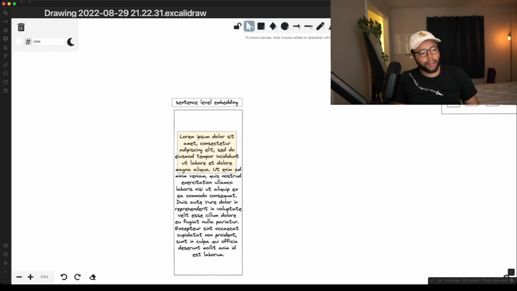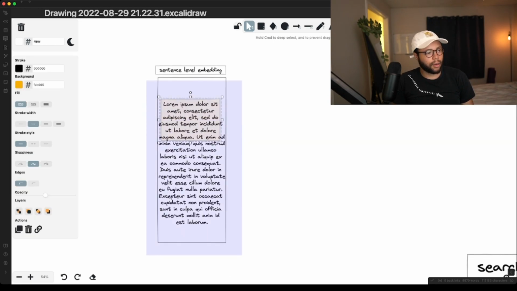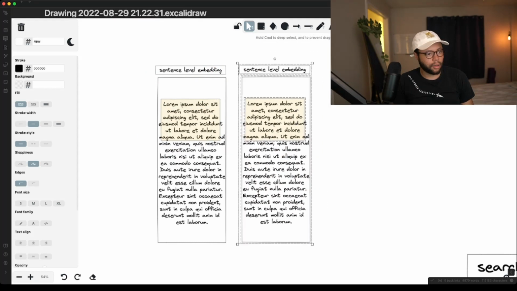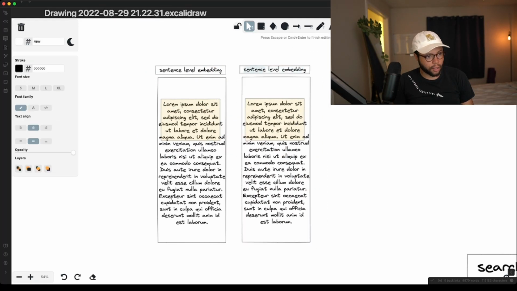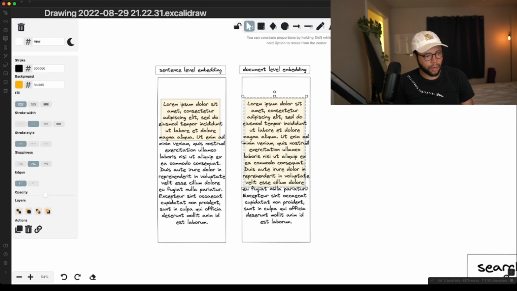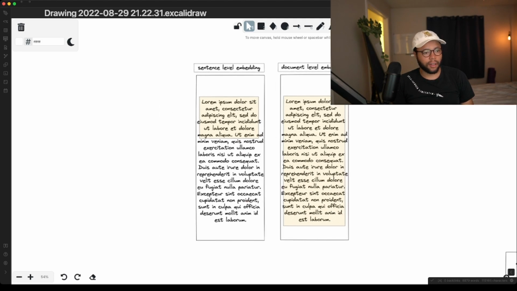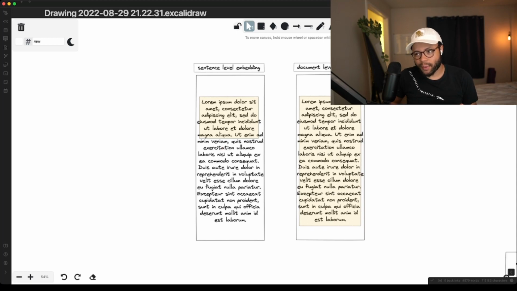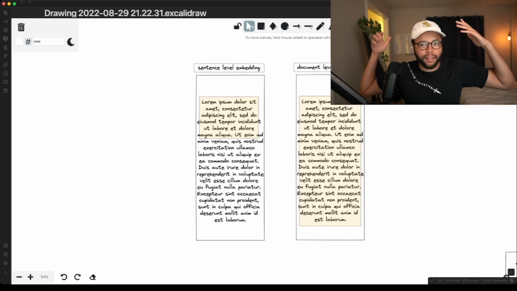The sentence level embedding, then we have our document level embedding, which highlights the entire document. So both of these also have trade-offs. This problem is complex enough that the whole thing is about basically managing trade-offs.